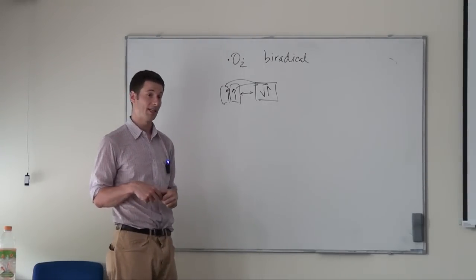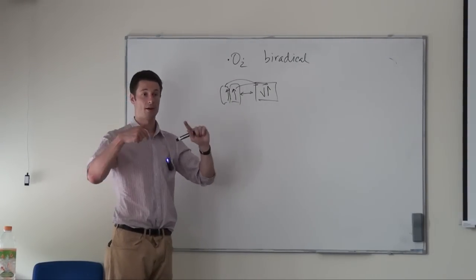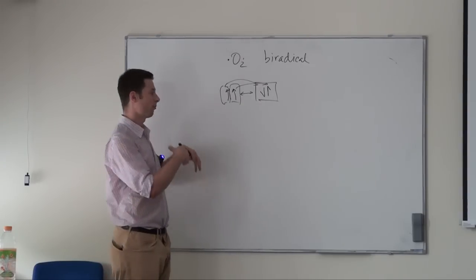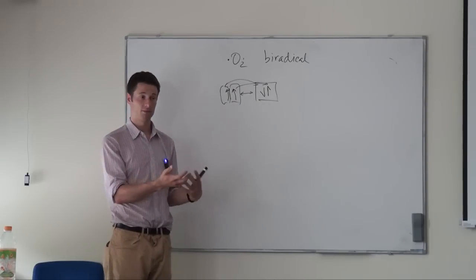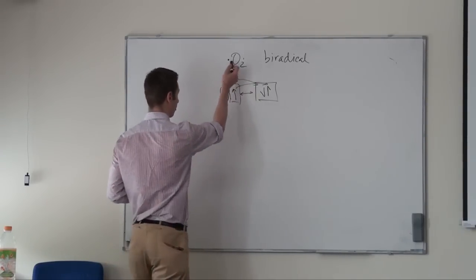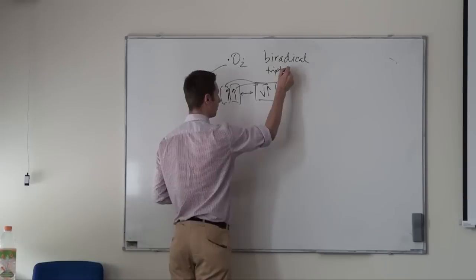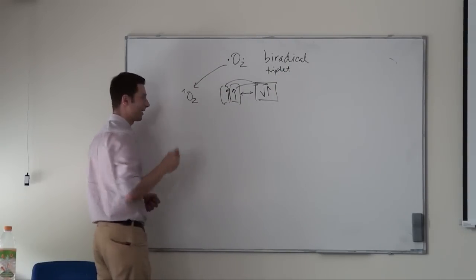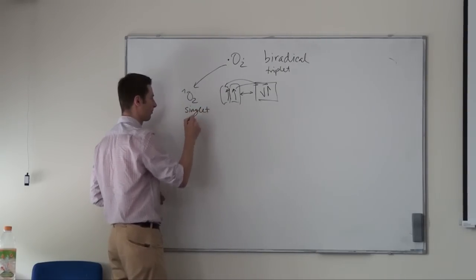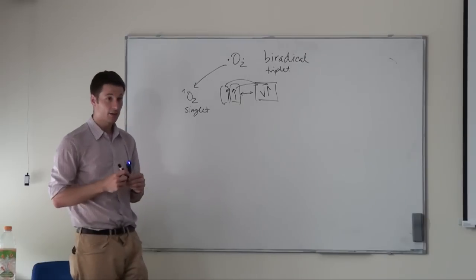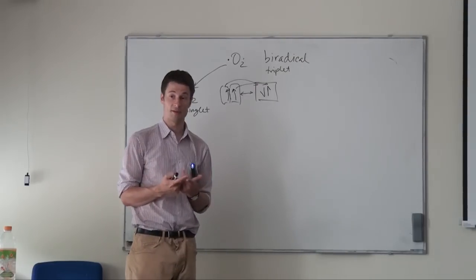However, oxygen can be excited to a higher energy state where the two electrons pair. So if we heat oxygen, or if we irradiate it with radiation, this ground state, also called triplet state, can be changed to an excited state called singlet state, singlet oxygen. Now this singlet oxygen has paired electrons and therefore is extremely reactive.